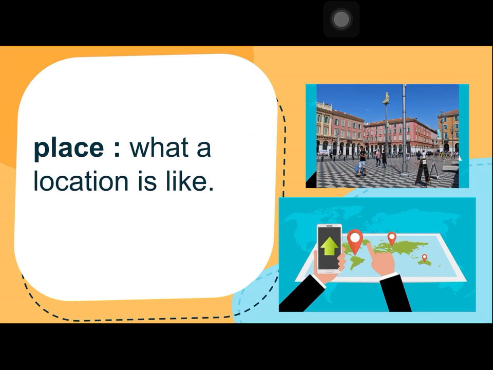Our next word is place. Say place. Very good. A place is what a location is like. So think about now you have found the location of your house. Think about what that place looks like. How would you describe what the outside looks like? How would you describe what the inside looks like?